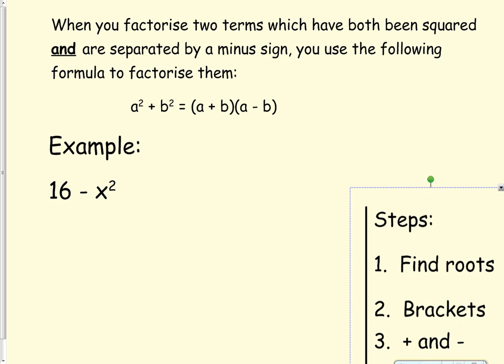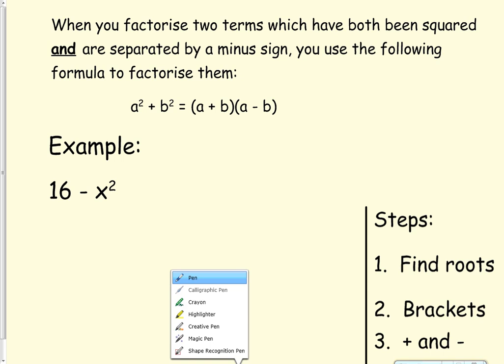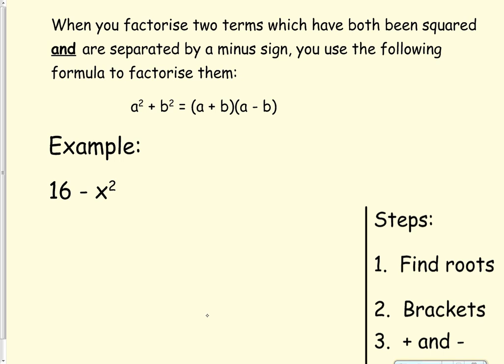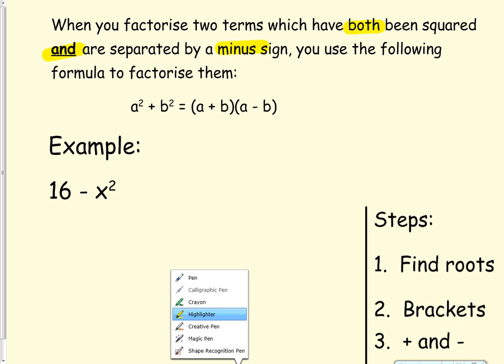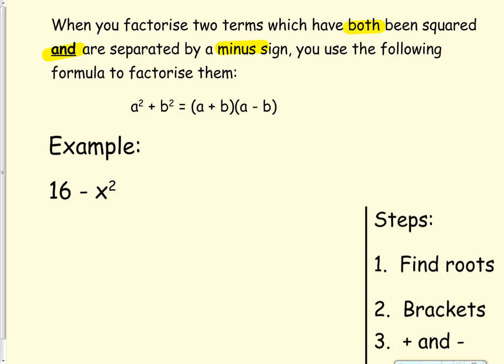Pretty simple. When you factorize two terms which have both been squared, let's highlight that, they both have been squared and they are both separated by a minus sign. It has to be a minus sign, plus won't work. You need to do the following formula.